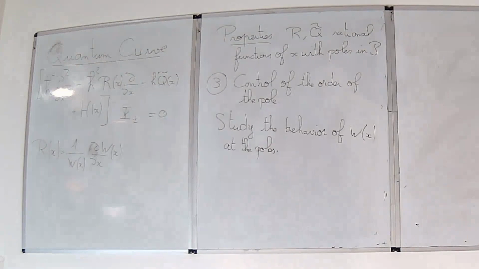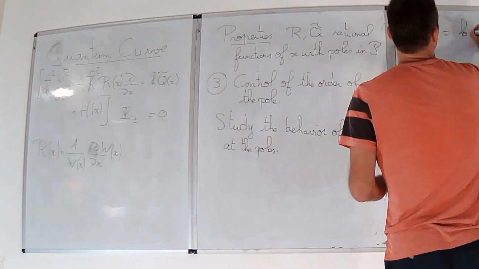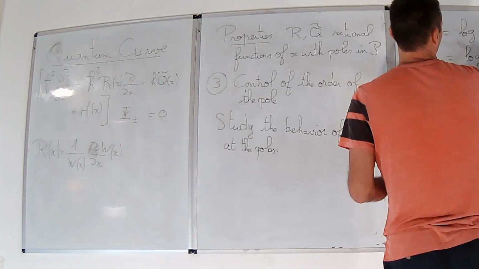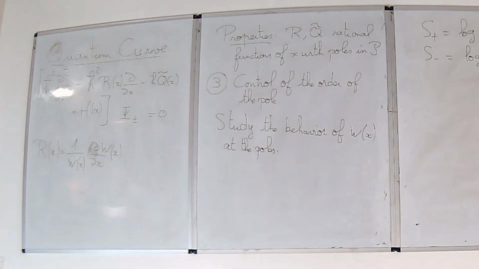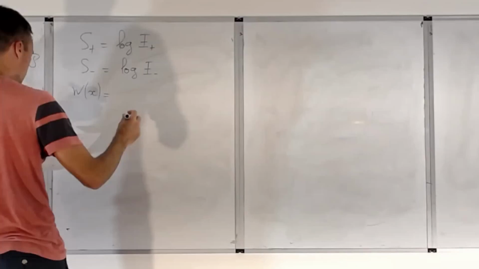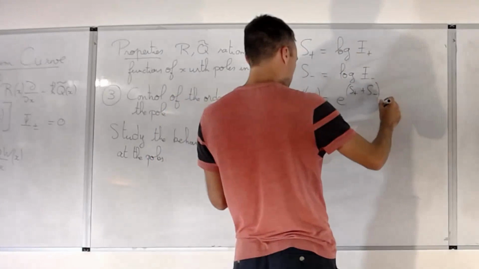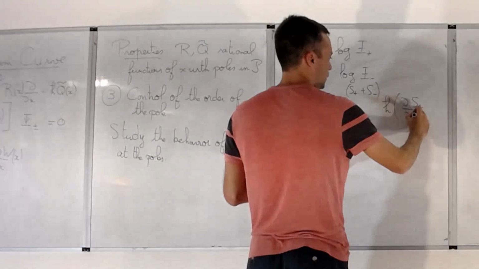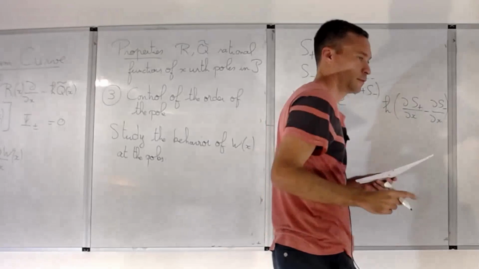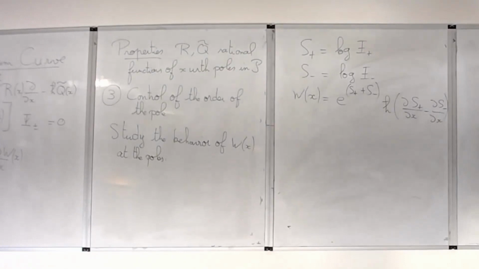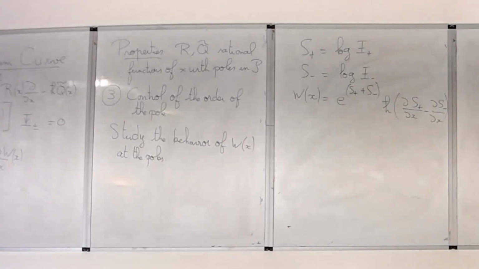And the way you do it is to study, so remember, the wave function itself, defining the logarithm of psi plus and psi minus as S plus and S minus. And it's a trivial computation to show that the Wronskian in X is simply expressed as the exponential of the sum of 1 over h bar times dS plus over dX minus dS minus over dX. So if you want to obtain properties for the Wronskian in X, you just need to understand S plus and S minus, which go back to the wave function itself.